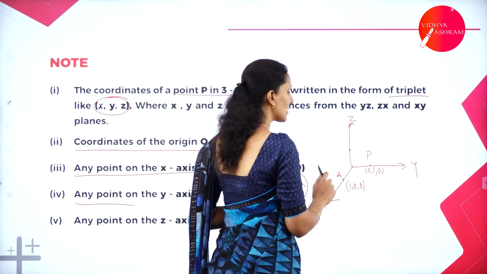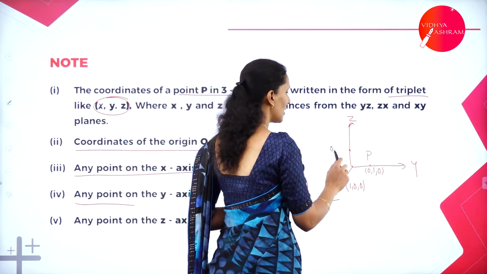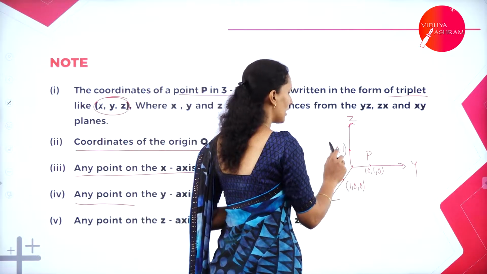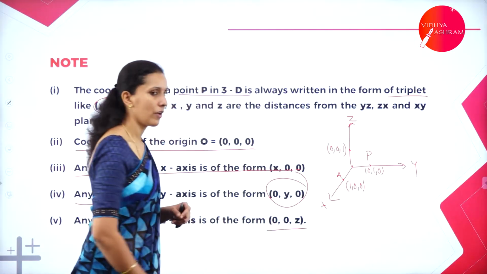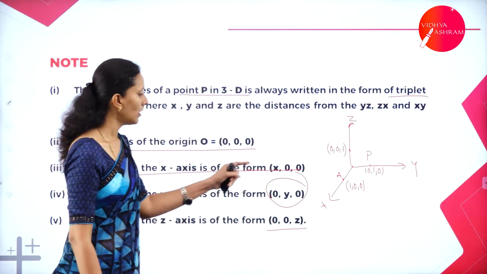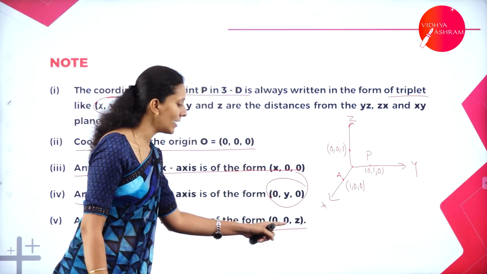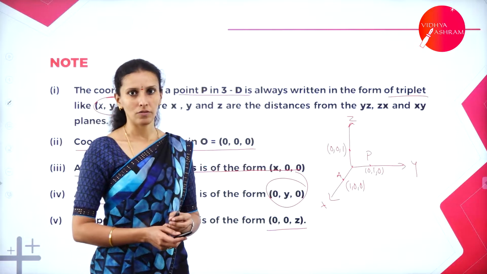Similarly, any point on the z-axis is (0, 0, z). Here, if the distance is 1, we write it as (0, 0, 1). So this is the general form of writing any point on the x-axis, y-axis and z-axis respectively.